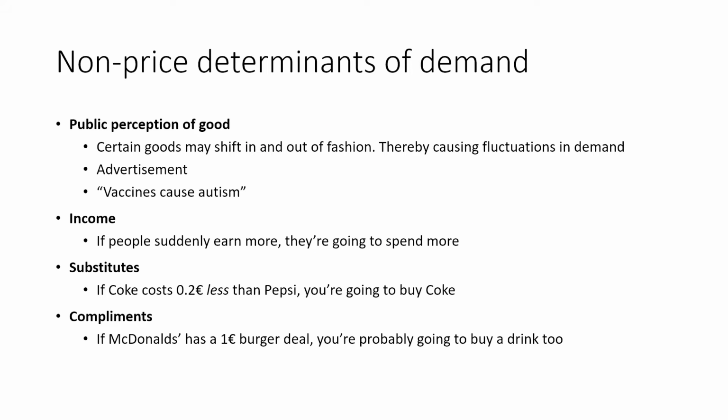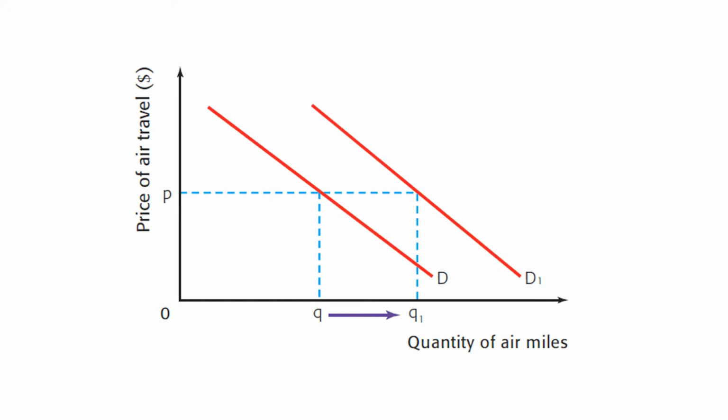Same with substitutes, which also relates to the cross-price elasticity of demand. For example, if Coke costs 0.2 euros less than Pepsi, then you're probably going to buy Coke and not Pepsi because it's cheaper and it has almost the same taste, although this is a hotly debated topic. And also, if the good has any close complements, for example, if McDonald's has a $1 burger deal, then you're probably going to go in there and buy a whole menu with chips and a drink, which would shift the demand out for, for example, chips and drinks.